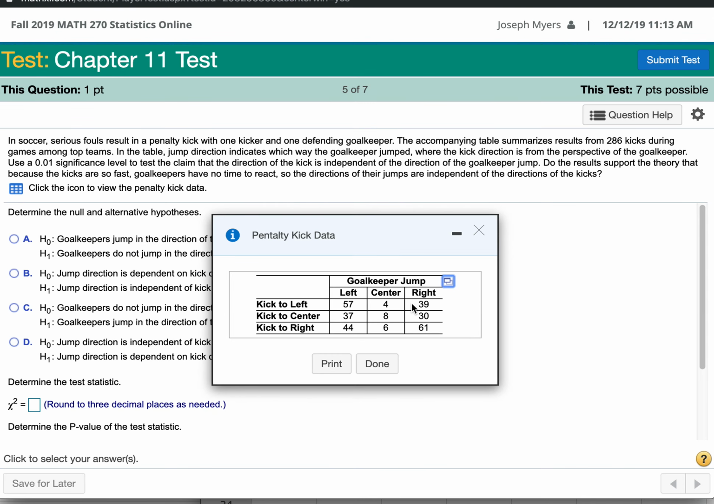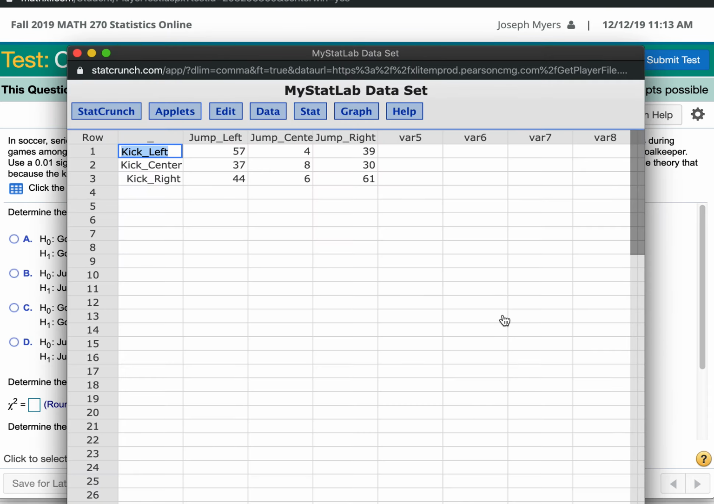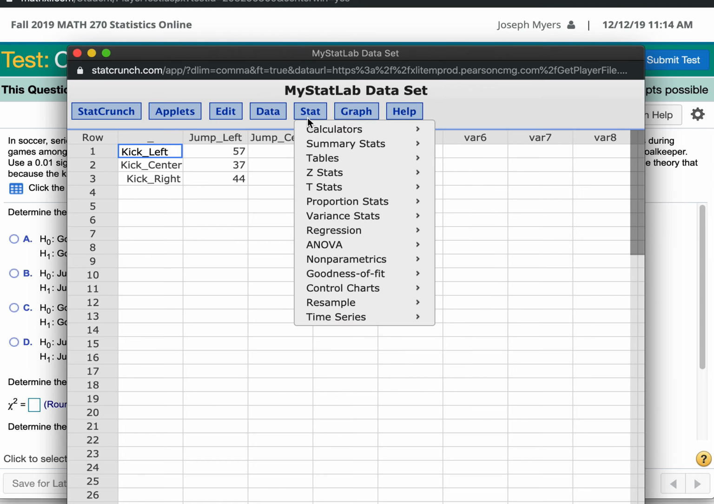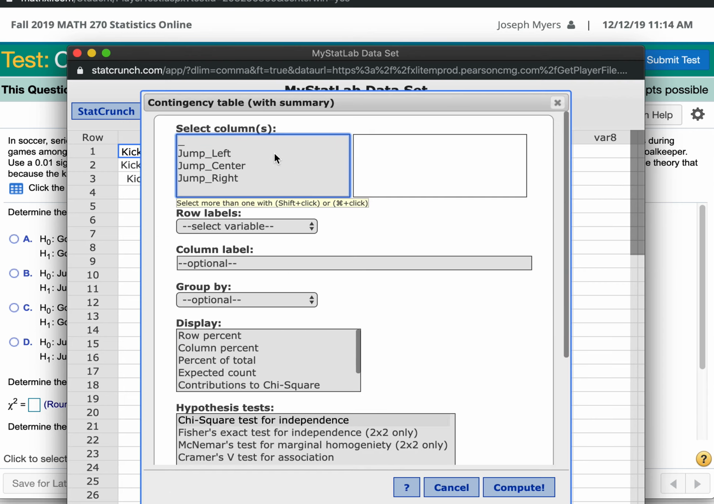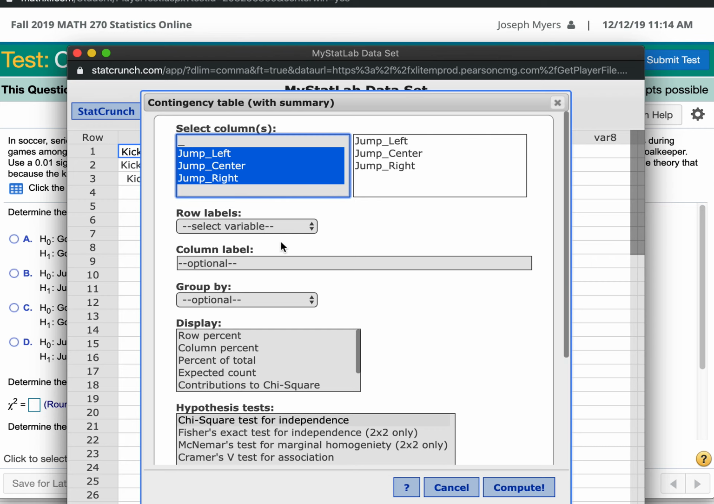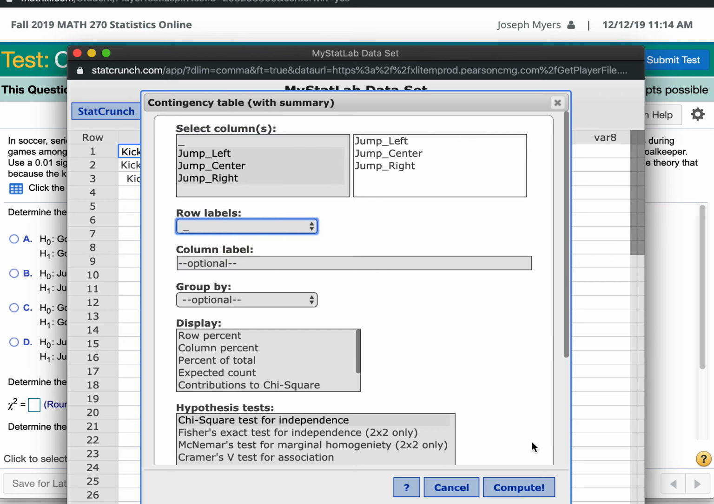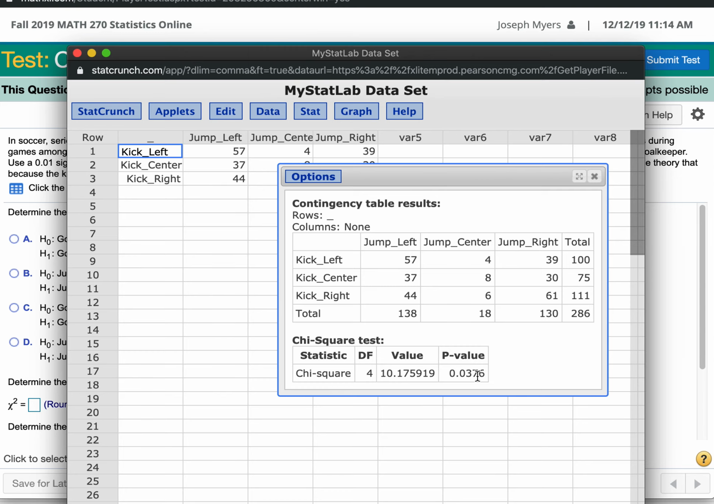Now let's look at this soccer data. So open this data in StatCrunch, and this is also a chi-square test for independence. So some people think that when you kick a soccer ball into the goal that it goes so fast that the person can't react, so the reaction is random. So here is stats. We're going to do the same thing, tables, contingency with summary. We're going to select all the summary data, and then the row labels are in the dash column, and then compute. So here we go.